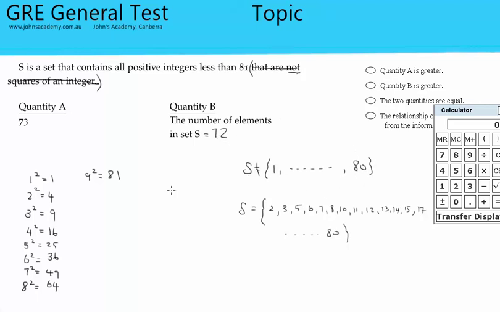That's 80 minus 8. And the quantity A is 73, so the answer is A. So quantity A is greater.